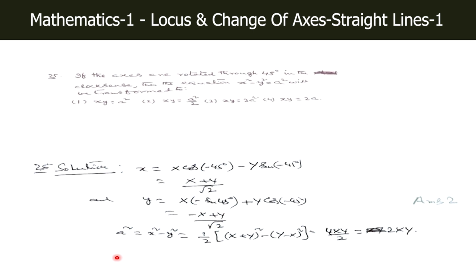So, that a square is equal to small x square minus y square, which is half of capital X plus Y whole square minus Y minus X whole square, which is nothing but 4XY by 2, or that is equal to 2XY, or XY is equal to a square by 2. XY is equal to a square by 2. So, the answer is number 2.